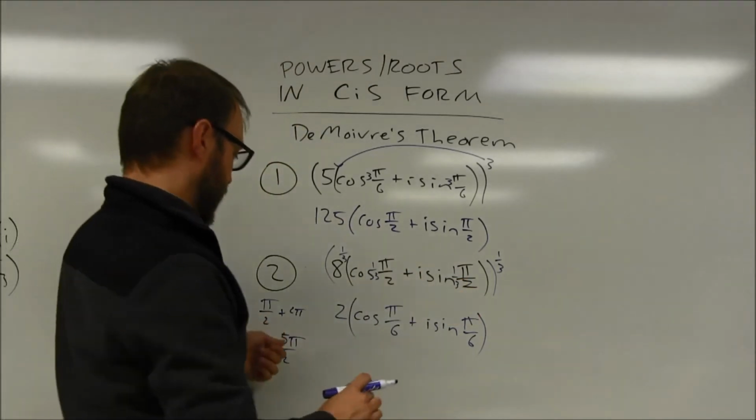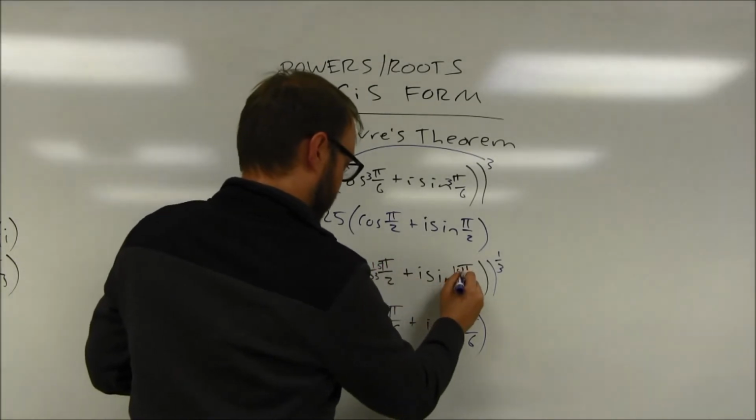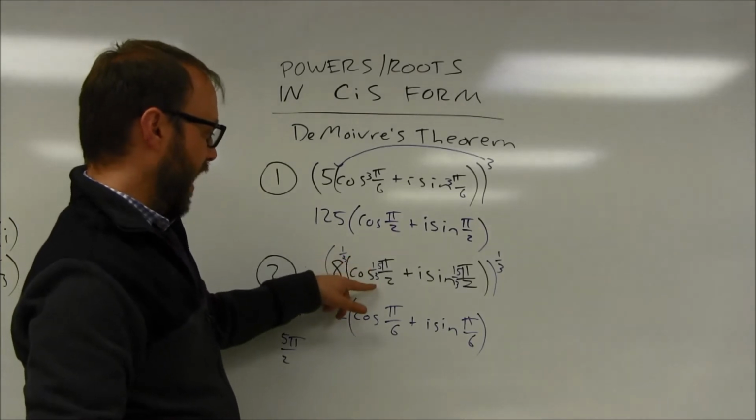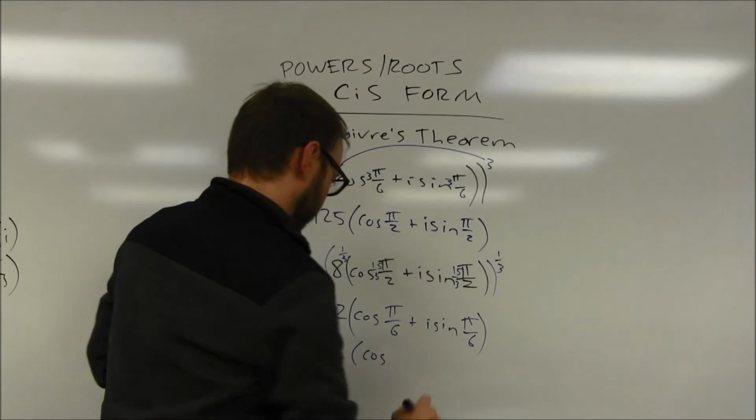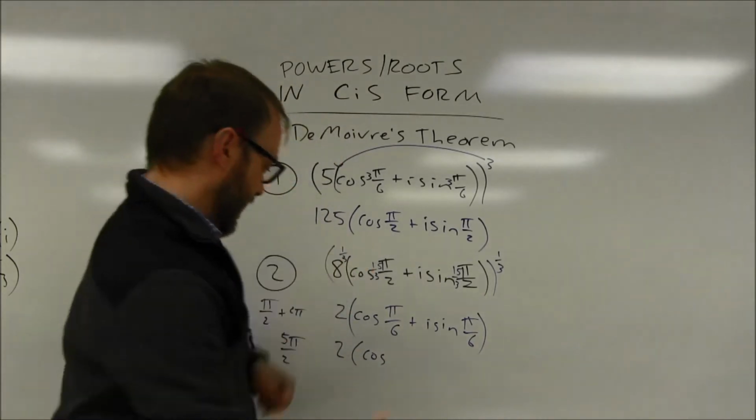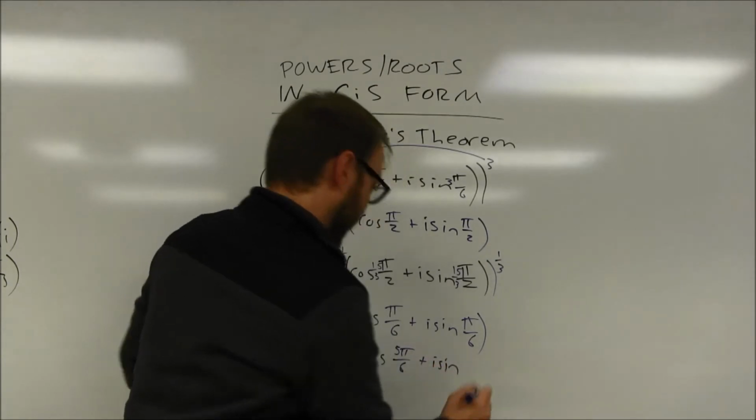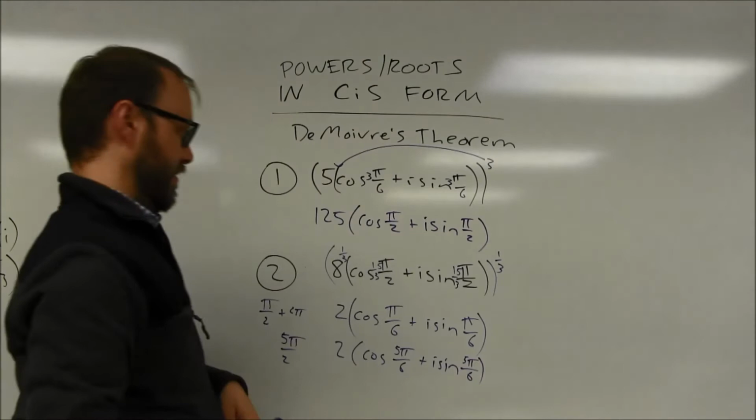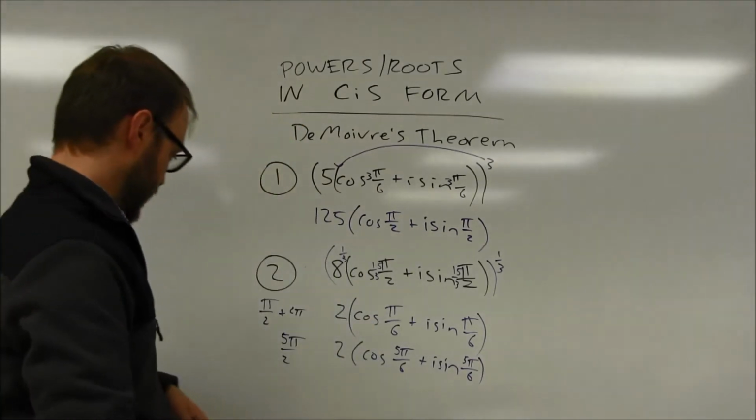You could find that value. So if you did 5 pi over 2 as your angle, and you're taking 1/3 of 5 pi over 2, that would give you 2 cosine of 5 pi over 6 plus i sine of 5 pi over 6. And so that's your next angle measure there, okay? And you can add another 2 pi to this.